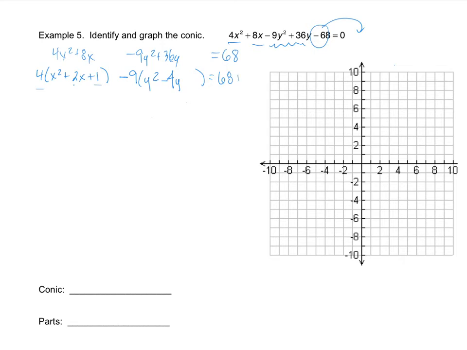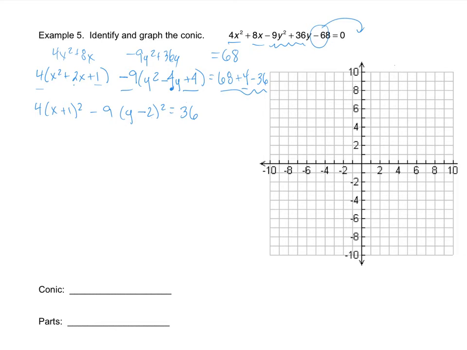What are we adding to the right-hand side? 4. How do I complete the square with respect to y? Half of 4 is 2, squared is 4. What are we adding to the other side? Negative 36. So if I factor each of those perfect square trinomials, and I combine my right-hand side, adding all those terms, I get this equation.